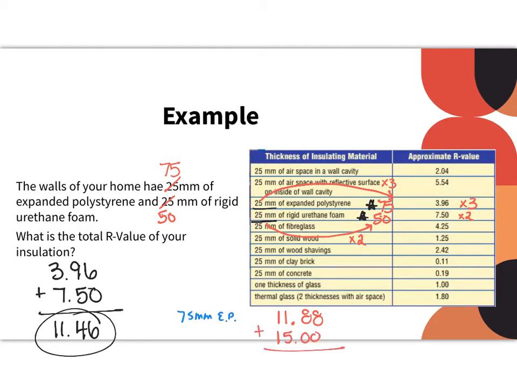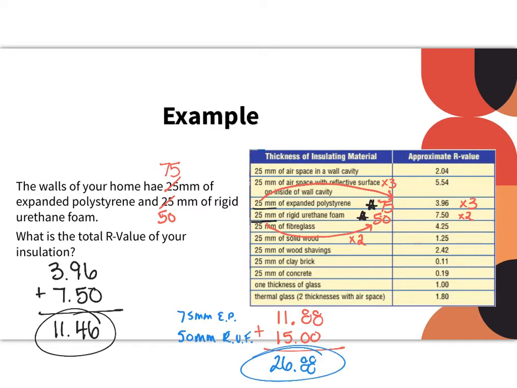Now, because these are added together, rigid urethane foam. Because those are combined to create the insulation, we need to add those two values together. Using my calculator, I got 26.88 as our combined R value.